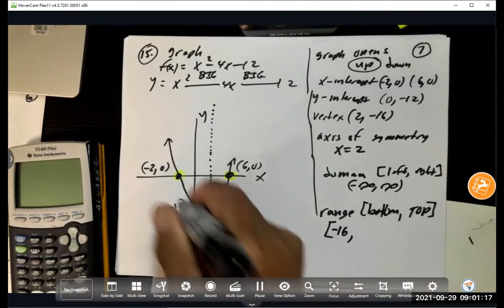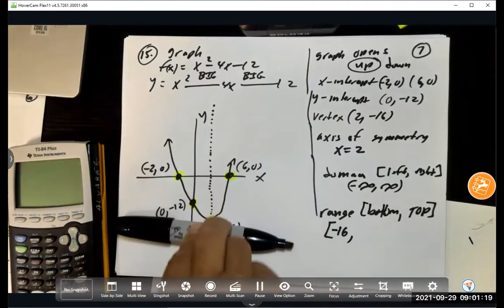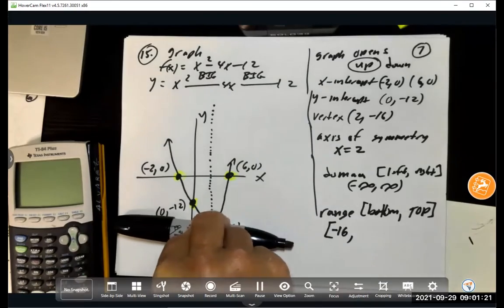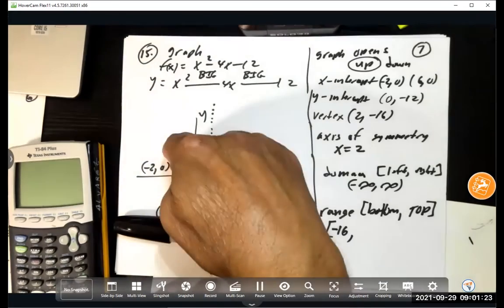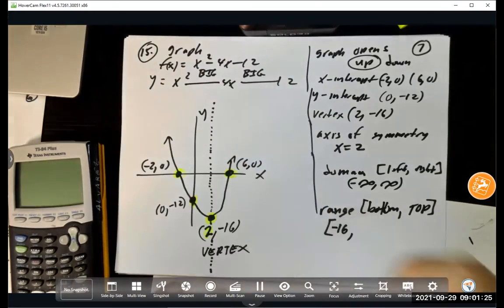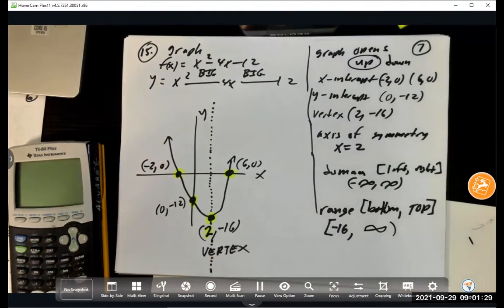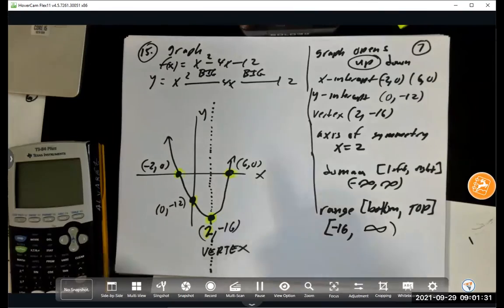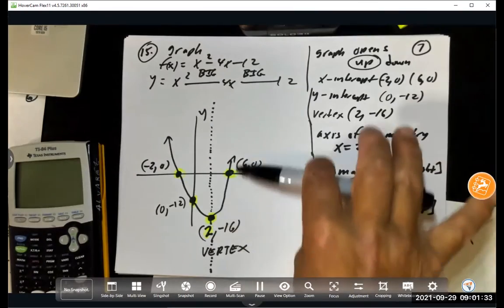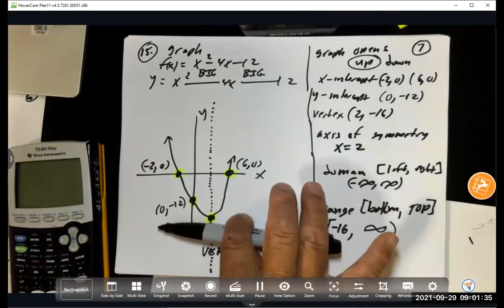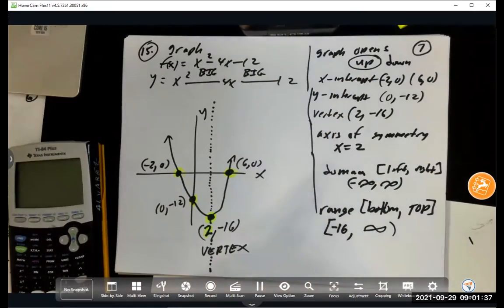So I'm going to say the lowest number is -16. That's the second number. It goes all the way down here. And then from there, it goes higher and higher. Does it ever stop? No, it doesn't stop. So you can write it like this. So the range is going to go from -16, that's the lowest point it goes. At 2, it goes -16, and it goes up this way.